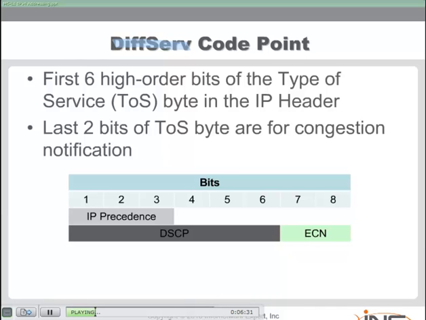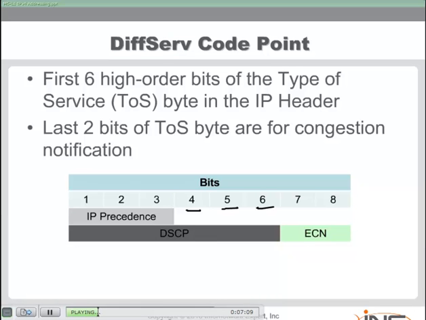Notice that instead of using just the first 3 high order bits like we do in IP precedence, the DSCP approach utilizes the high order 6 bits. Yeah, the high order 6 bits are used for this differentiated services code point. It is kept completely backwards compatible with IP precedence. So DSCP will be backwards compatible with IP precedence, but notice we love the fact that it does give us these 3 additional bits for marking.